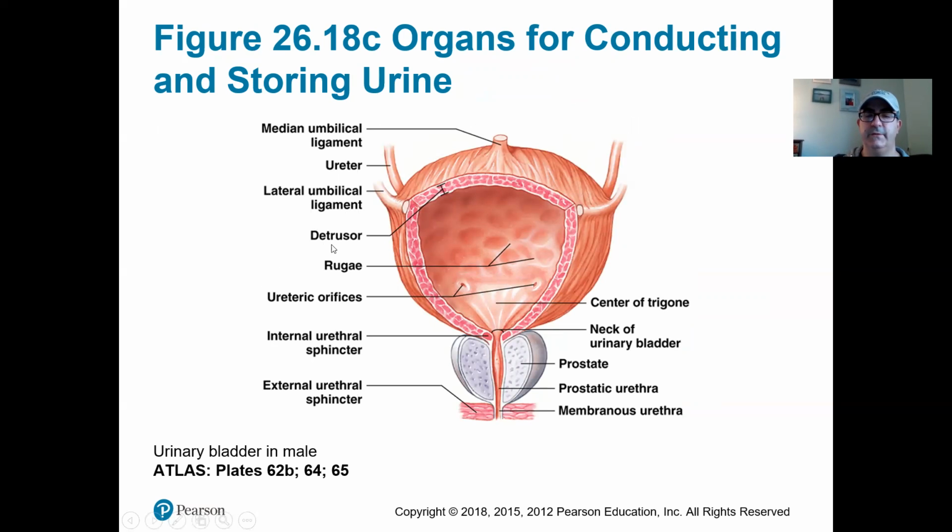Then the area where fluid leaves is called the neck. It is flanked on both sides by a sphincter, basically a round muscle, called the internal urethral sphincter. The internal one is smooth muscle. You can't control that. It's not voluntary. This is a male bladder, obviously, because the prostate is right there. And in the male, the urethra goes through the prostate, and on the other side of the prostate is where the external urethral sphincter is. That's the one that you can voluntarily control. So that's the one that you learn to control as a baby.